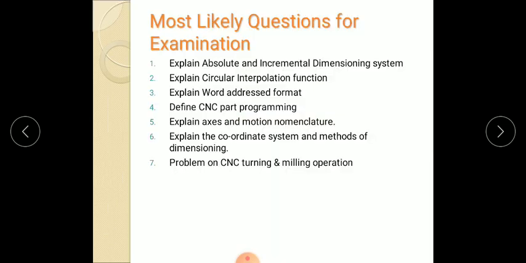Next, most likely questions for the examinations. There are 7 sets of questions where the students need to focus from the exam point of view.